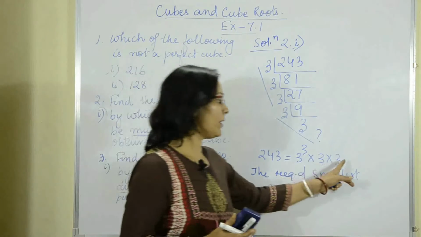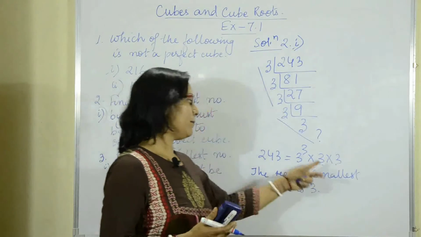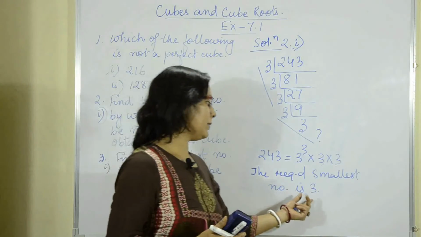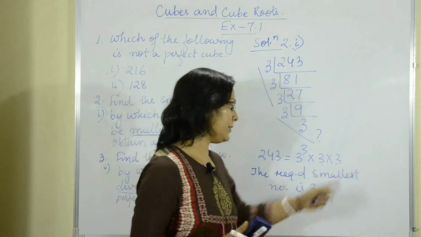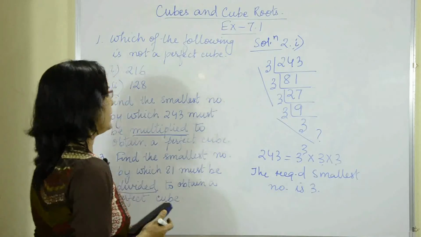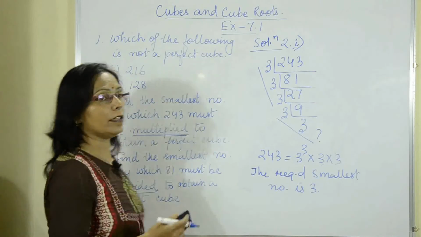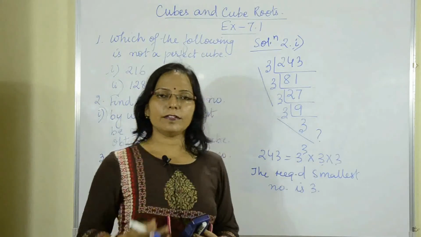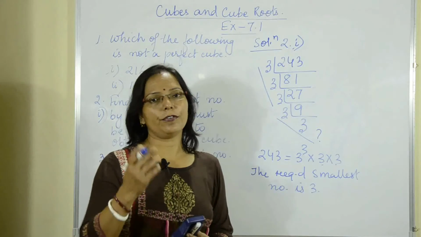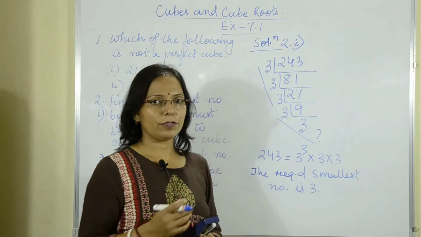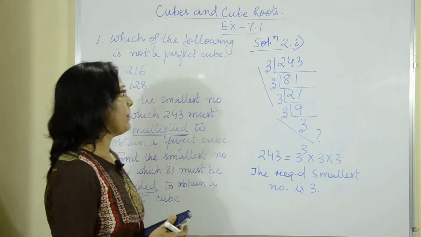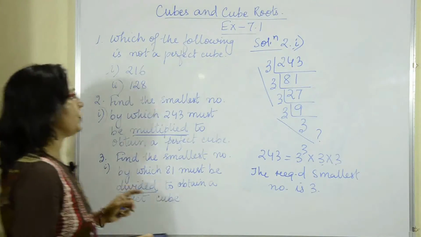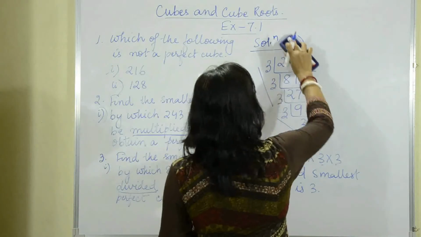Because I want another 3 here to make it a perfect cube. So, I want a 3 to be multiplied here to make it a perfect cube. So, I have done number 1 of 2. The rest of them you will have to do on your own and try to solve them to find out. Okay. Next we proceed to question number 3.